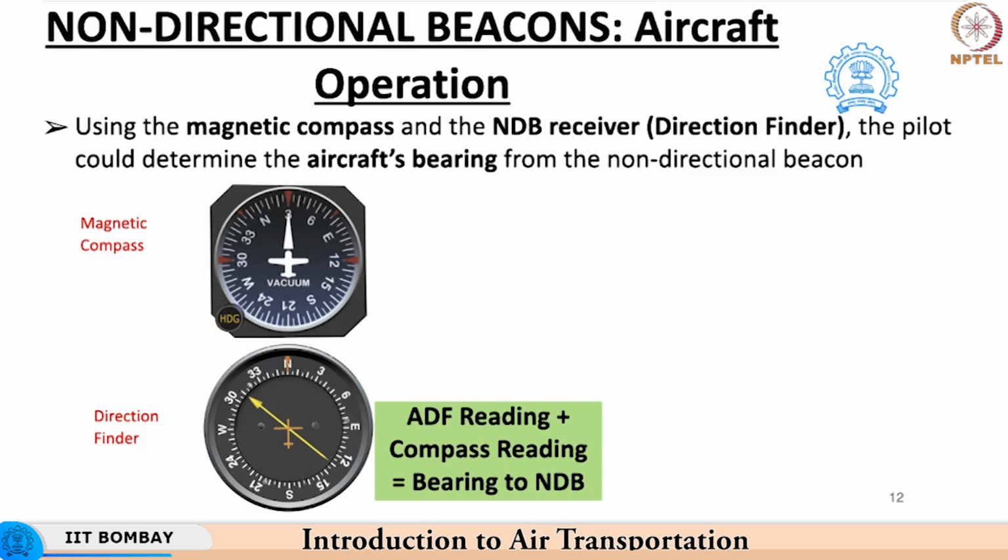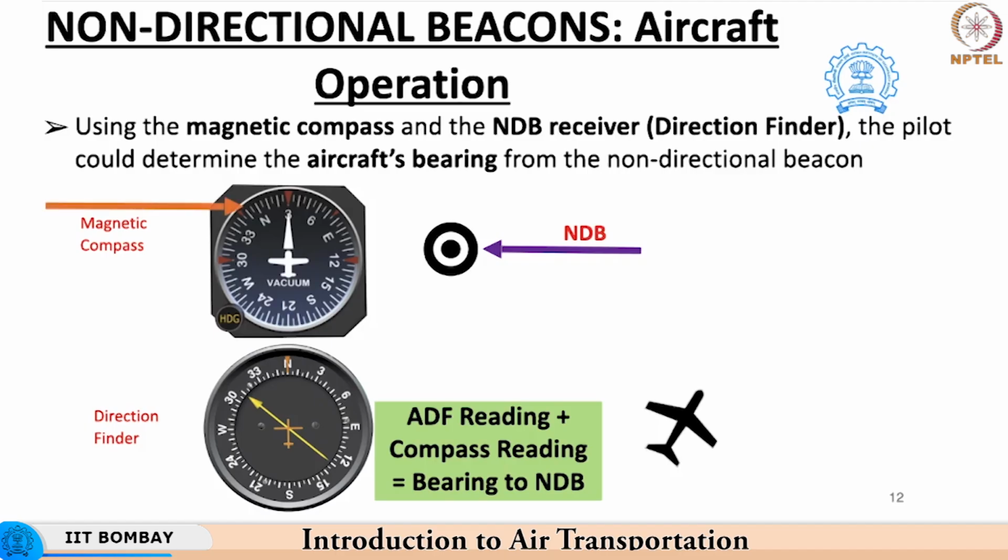Let's understand this with an example. Let's assume that the NDB is located at this particular location and the aircraft is at a particular location as described in this figure. Now, when this type of scenario occurs, the magnetic compass will firstly show the heading that is prevailing with respect to the aircraft, that is 30 degrees, and the direction finder would show an indication towards the incoming signal of the navigation aid, that is in this case around 310.